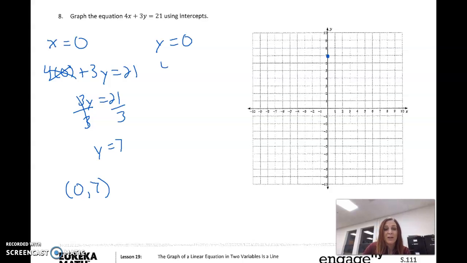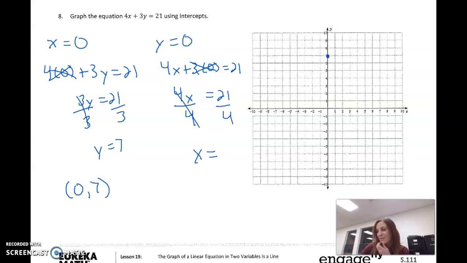Put 0 in for y now. I get 4x plus 3 times 0 equals 21. That's 4x. That cancels, equals 21. Then I'm going to divide both sides by 4. And x is going to equal, I think it's 5.25.